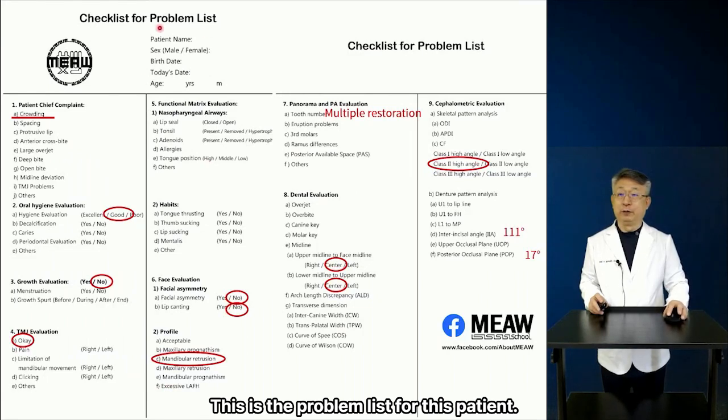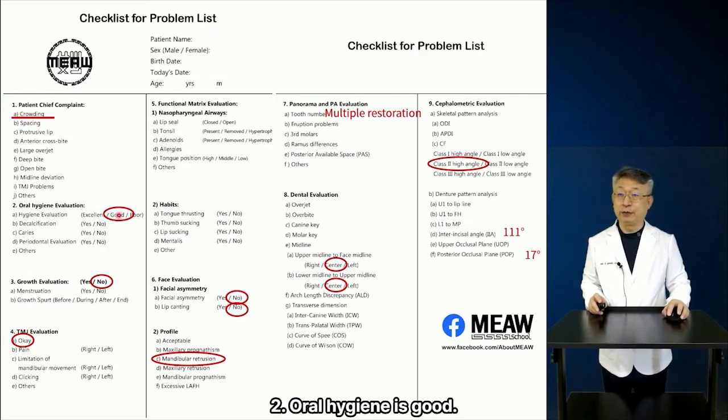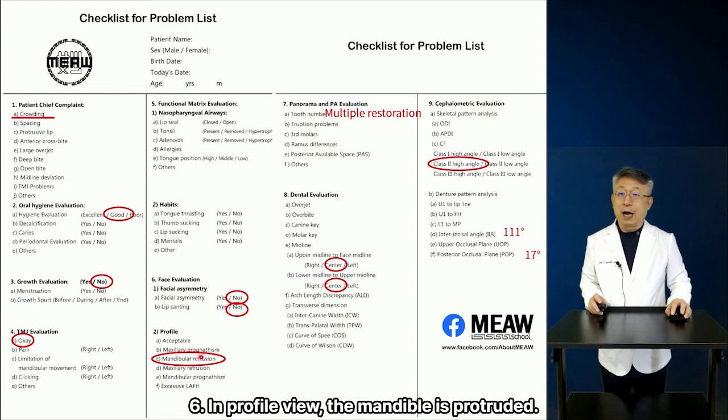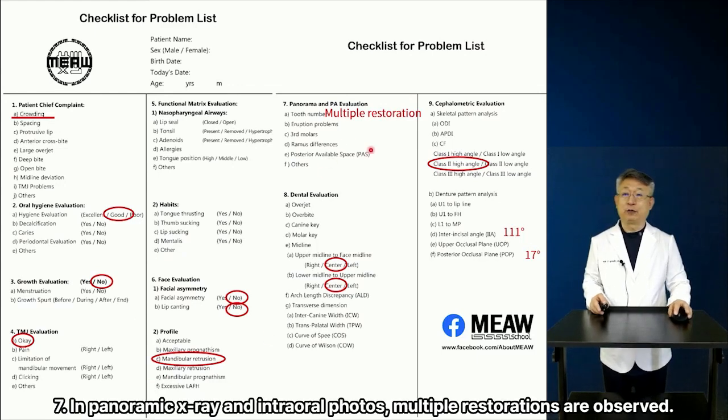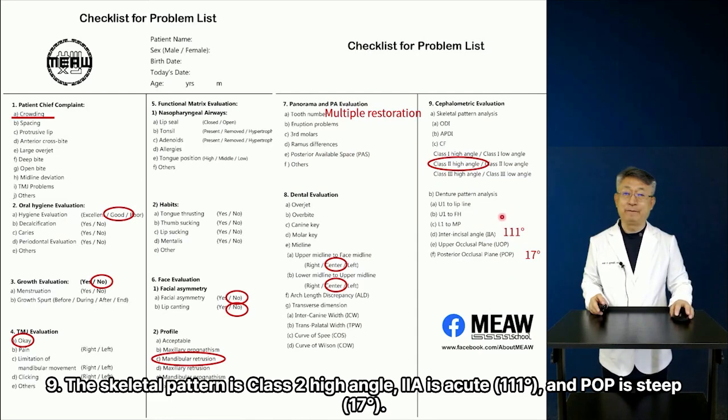This is the problem list for this patient. 1. The patient's chief complaint is anterior crowding. 2. Oral hygiene is good. 6. In profile view, the mandible is protruded. 7. In panoramic X-ray and intraoral photos, multiple restorations are observed. 9. The skeletal pattern is class 2 high angle. IIA is acute 111, and POP is steep 17.